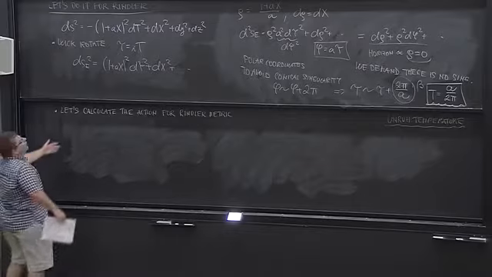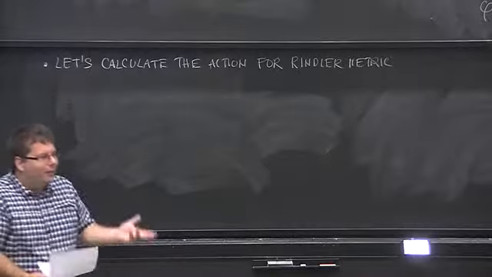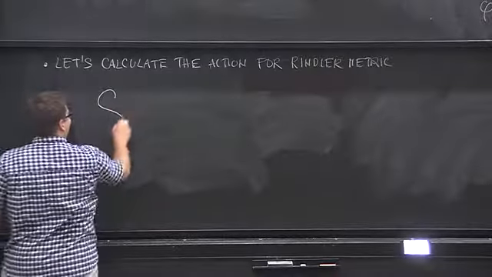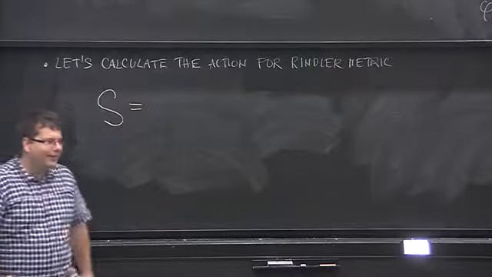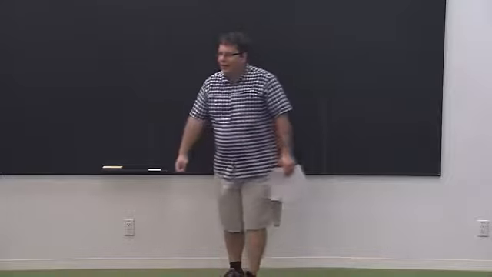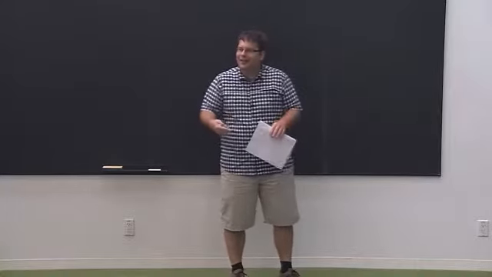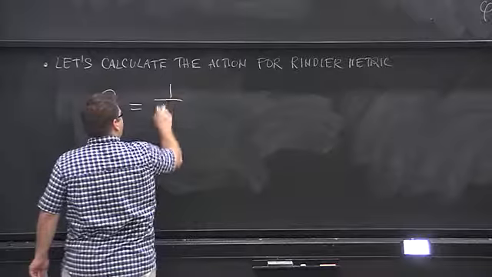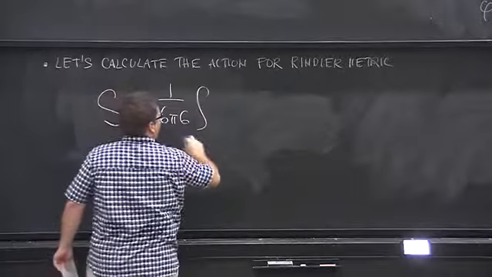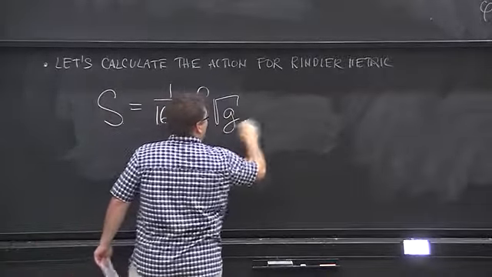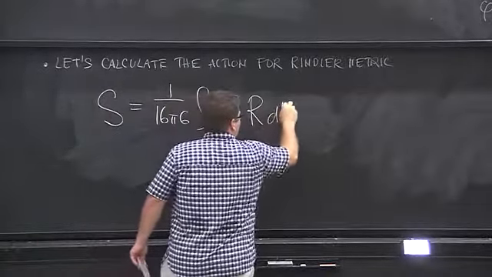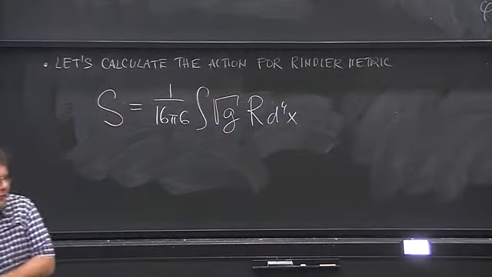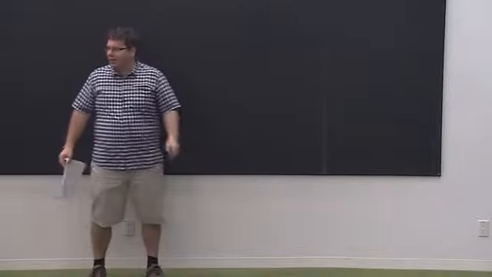Perfect. Okay. So what is the action for gravity? Anybody tells me? The determinant of the metric. And the Ricci scalar. Perfect. So we have the Einstein-Hilbert action, which is 1 over 16 pi G, integral of square root of g R d4x. So that's what you have seen, and everybody should know for the interview. Okay, so that's the Einstein-Hilbert action.